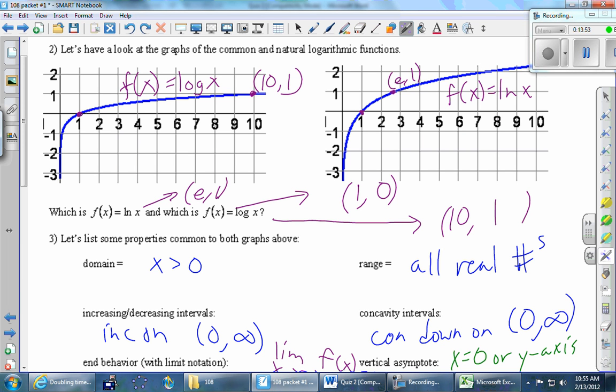So maybe we get to Canada, and the graph is at 5. We get to the North Pole, we're up at 6. We leave the Earth's atmosphere, we get up to 7, right? It gets there, but it gets there really, really slowly. As high as you want it to be, it will get there. But it's going to take a long time.